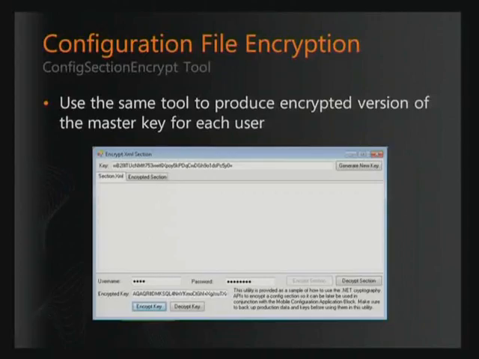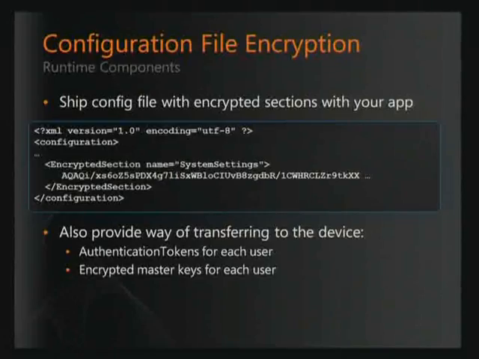Then you take that same username and password, and from these you can generate a key, which you then use to decrypt that encrypted master key. So you've now got back to the original symmetric encryption key, the master key, and you can use that to decrypt the config file. So this is what an encrypted section looks like in your config file.